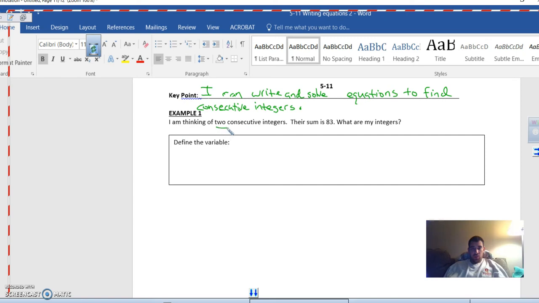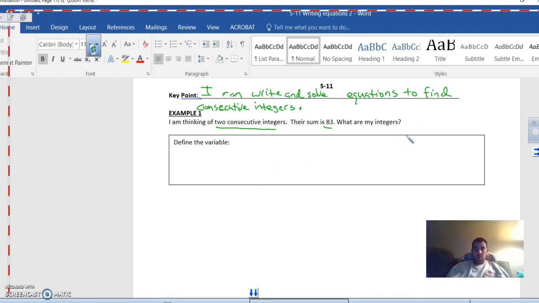I'm thinking of two consecutive integers. Their sum is 83. What are my integers? A lot of you are going to guess and check on this, thinking two integers that add up to 83. And that's not okay. You have to write an equation. I expect that because these are going to get more difficult and you're not going to be able to just guess at them. But right now I want you to understand the concept.